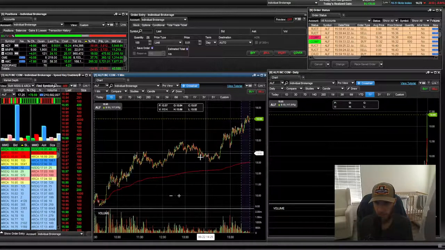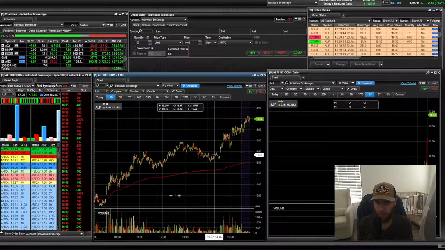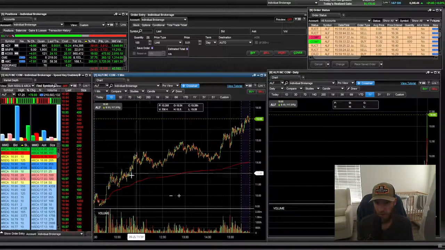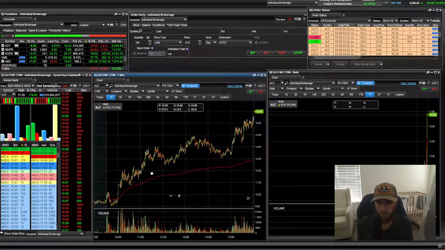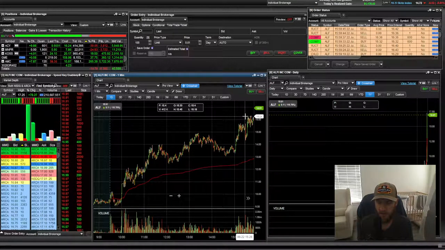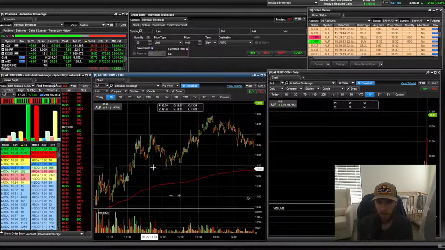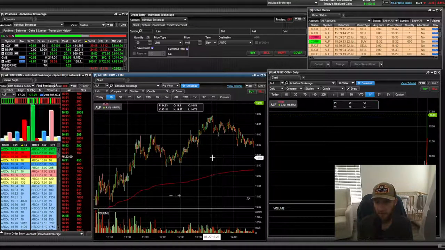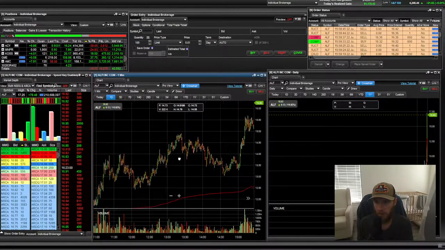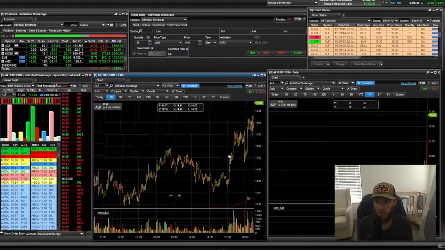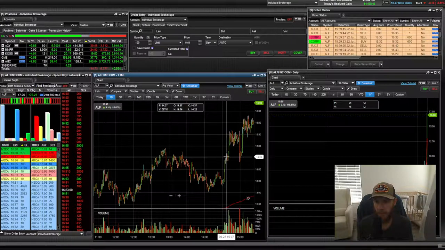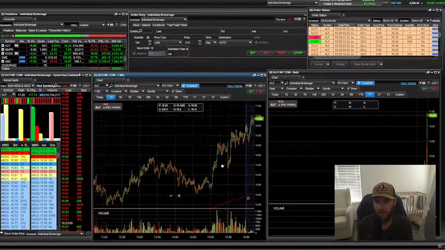ALF was pretty interesting. Lots of momentum to the upside. But as you can see, there wasn't a ton of massive big green candles. There were a couple moments where we did have some big moves. This was an interesting one for me.